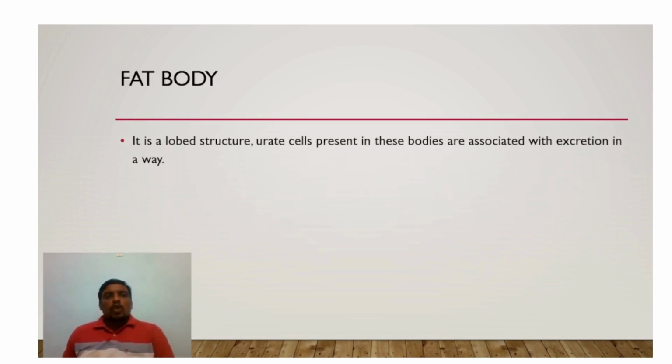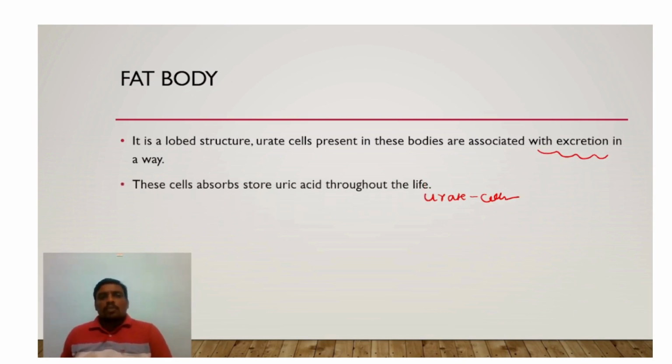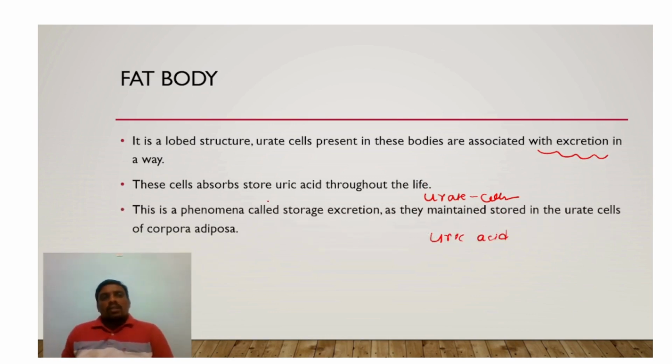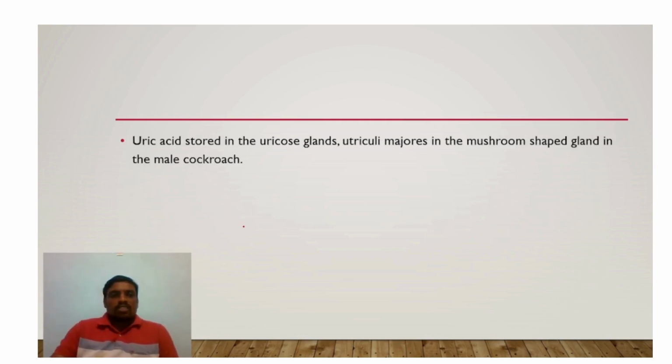Fat body is a lobed structure. It contains urate cells associated with excretion. These cells absorb uric acid throughout the life. This phenomenon is called storage excretion, as the uric acid is stored in the urate cells for a longer period of time in the corpora adiposa.